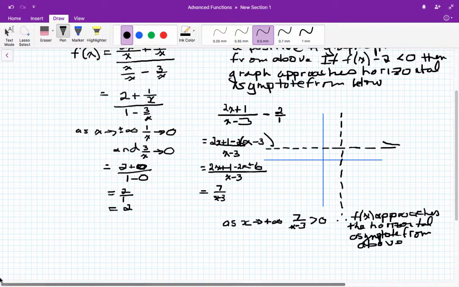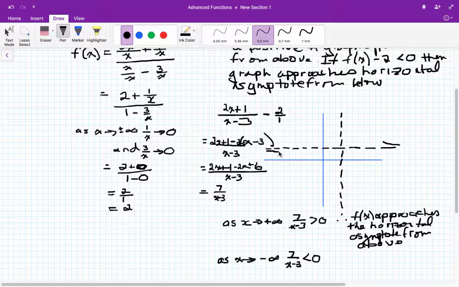On the other hand, as x approaches negative infinity, we would have a large negative in the denominator, so 7 over x minus 3 is going to be less than 0. So therefore, it's going to approach from below. And that's it for right now.